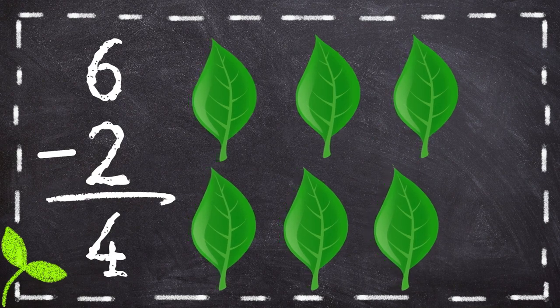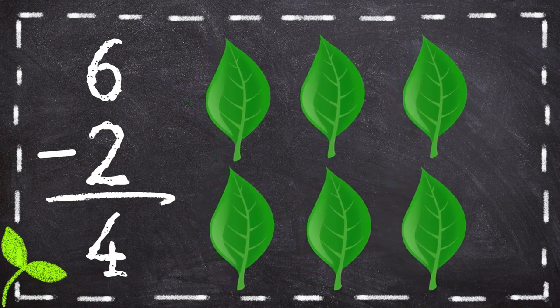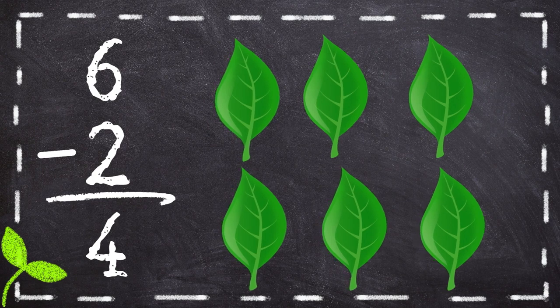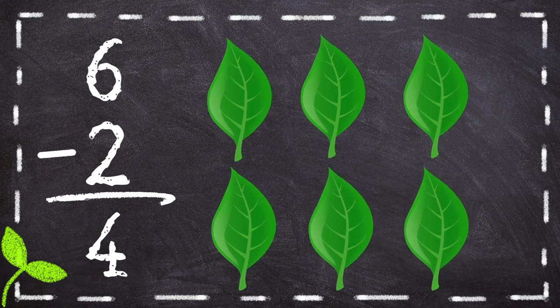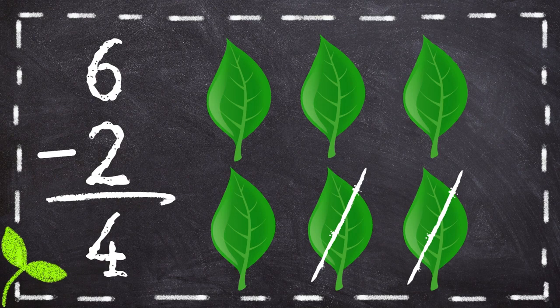While playing in the garden you plucked 6 leaves. You throw away 2 yellow leaves. How many will remain? 4. Yes, 4 from 6 will be the remaining.